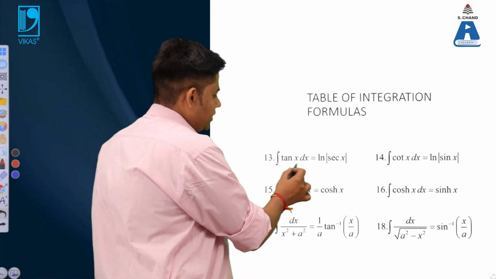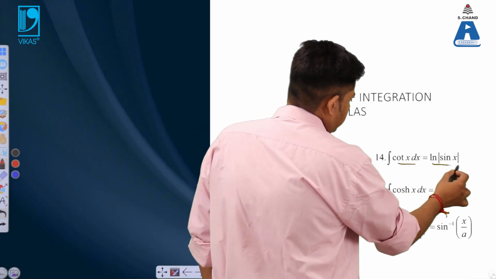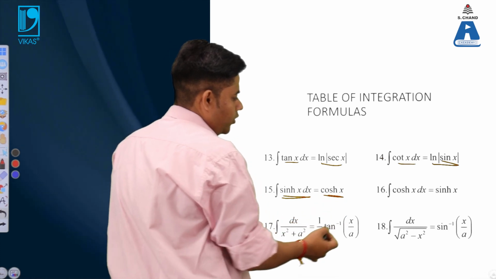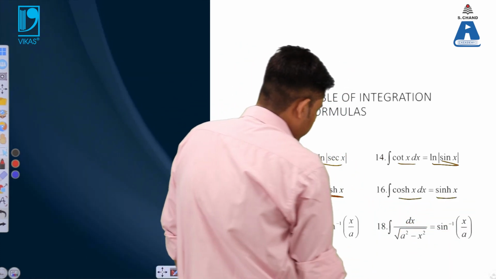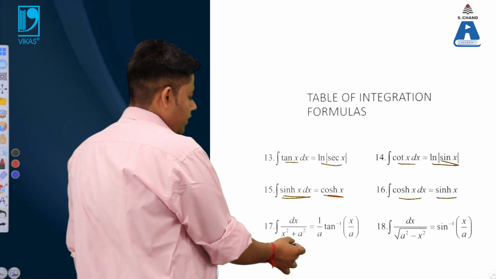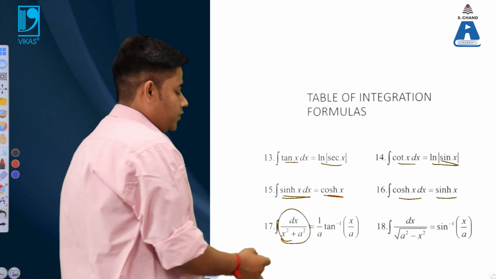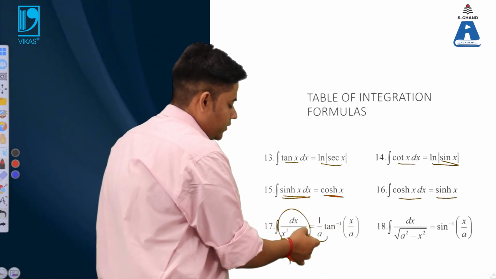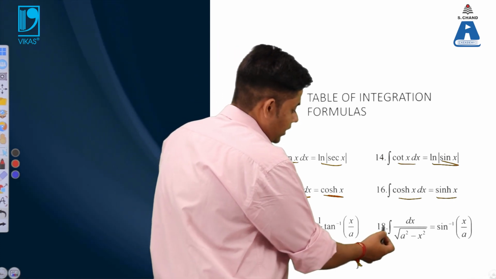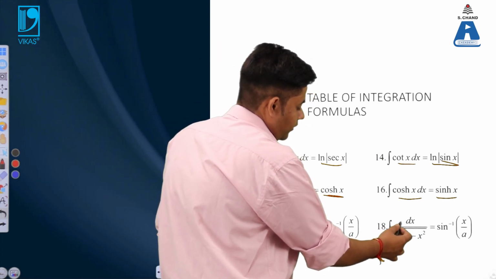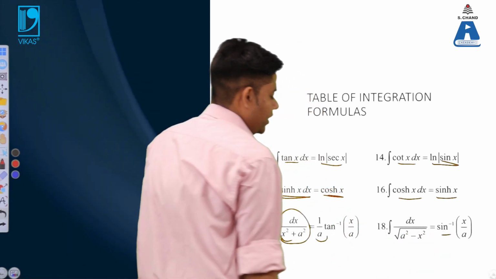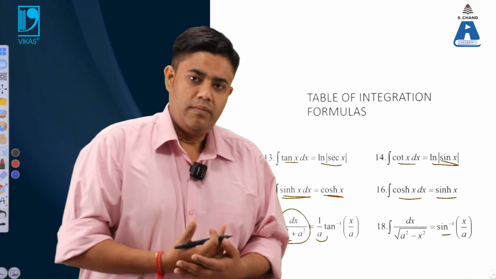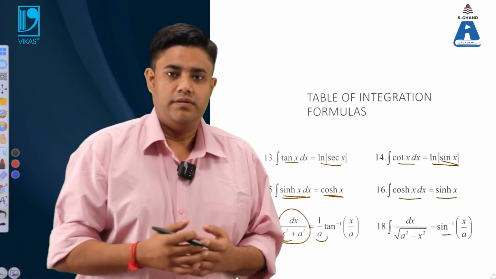The integral of tan x is log sec x, and the cot x formula is log sin x. Sine hyperbolic has an integral of cos hyperbolic, and cos hyperbolic has a formula of sine hyperbolic dx. When we have 1 over x square plus a square, that has a formula related to tan inverse. So you have 1 over a tan inverse x over a as the formula of this integral, and the next integral, 1 over root of a square minus x square, has a formula of sine inverse x by a. So these are the basic formulas that are required before understanding the application portion.